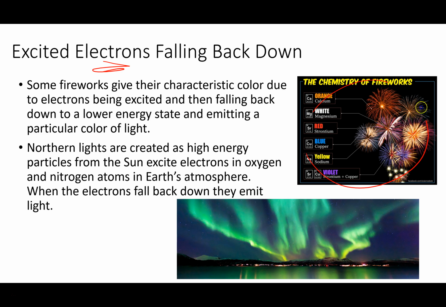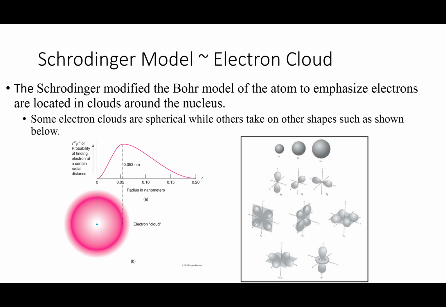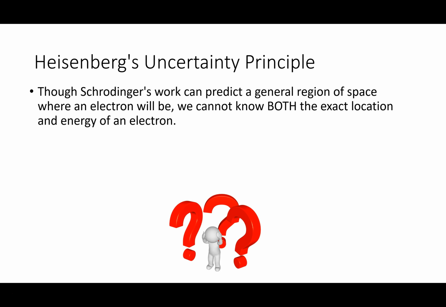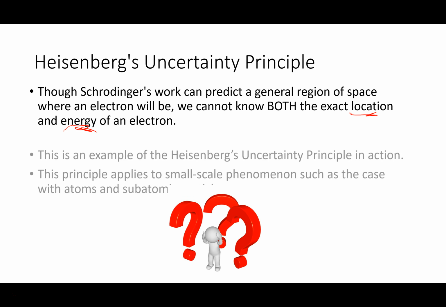The phenomenon of fireworks is actually electrons transitioning from a higher to a lower energy level. Our northern lights are also created by the same phenomenon. Then I have electron cloud. This is Schrodinger's model that says electrons are kind of buzzing around. You can't actually pin them down. They're in a cloud. And then Heisenberg's uncertainty principle simply says that you can't know the exact location and energy of an electron. Things that are on a very, very small scale, like electrons, fit into this Heisenberg uncertainty principle.